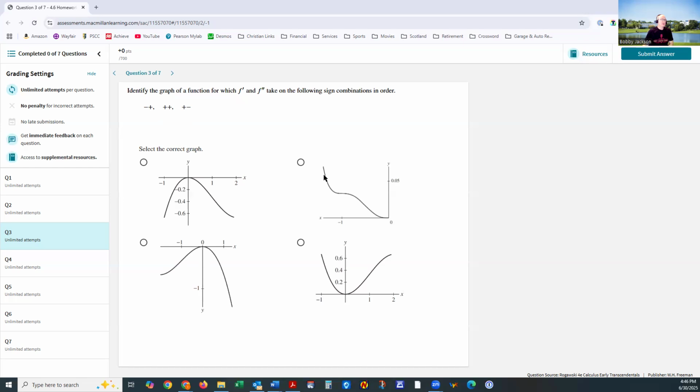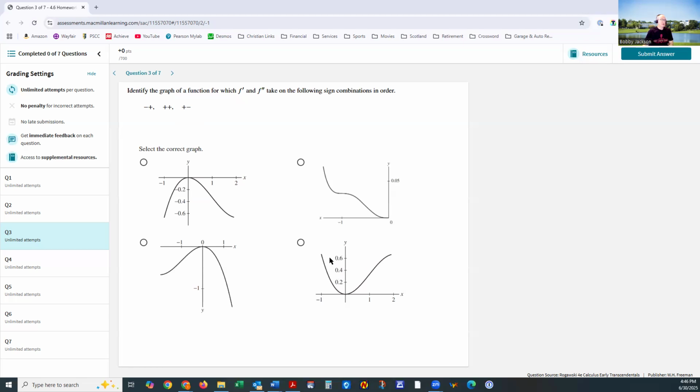So if I look at this first one, we're decreasing, right? Negative. And then we kind of reach a point here that possibly looks like a point of inflection because we're concave up here and then concave down here. But we're also decreasing, right? So in fact, it's changing to decreasing and concave down, which would be minus minus, not plus plus. So I'm thinking this one is not it as well.